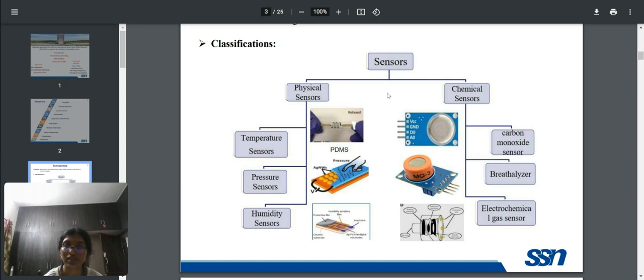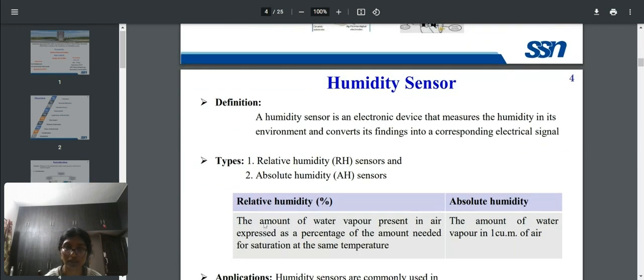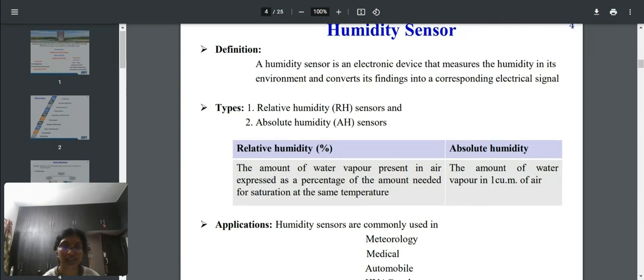If the sensor measures a physical parameter, then it is called a physical sensor. Like the humidity sensor is also a type of physical sensor. Okay, so what exactly is a humidity sensor? A humidity sensor is an electronic device that measures the humidity in the environment and converts its finding to the corresponding electrical signal.